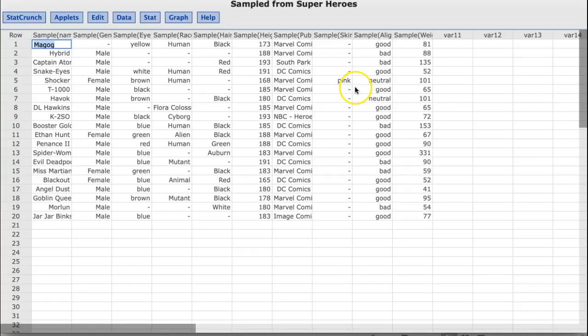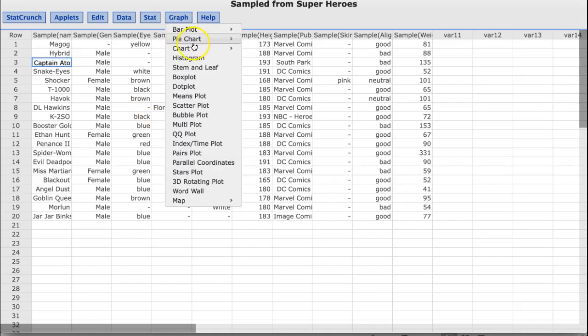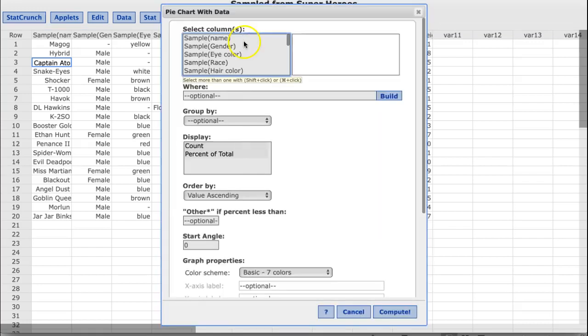Let's compute. Here we get a new sample of 20, and I'm already getting new superheroes: Captain Ato, Snake Eyes, Shocker, T-1000, I think that's the Terminator, Havoc, Spider Woman, Evil Deadpool, I thought he was evil already, Blackout, Angel Dust. So we get a brand new 20. Let's look at this pie chart again, and we'll look at gender again.